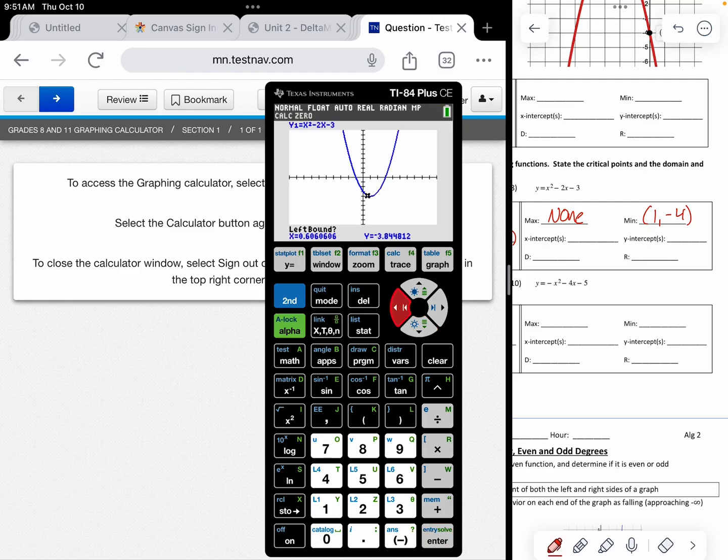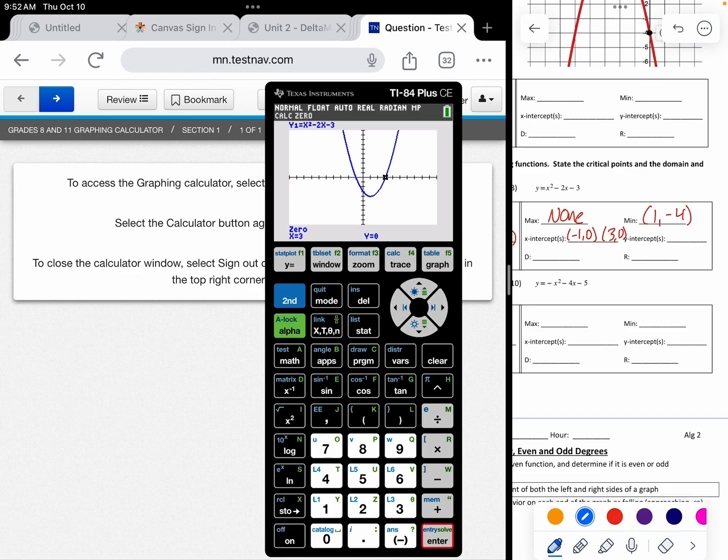I'm going to do the left one first. So first I want to go to the left of it, hit enter, then go to the right of it, hit enter, and then hit enter one more time. So the first x-intercept is at negative 1, 0. Then we're going to do the next x-intercept. So I'm going to go to 0. I'm going to go anywhere to the left of this x-intercept, and then anywhere to the right of it. Hit enter, and my second x-intercept is at 3, 0.